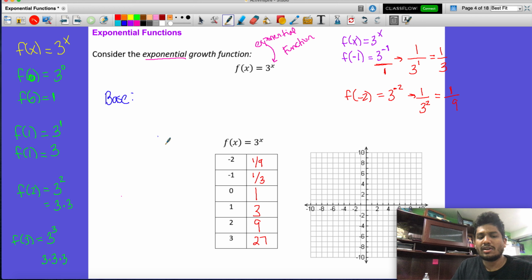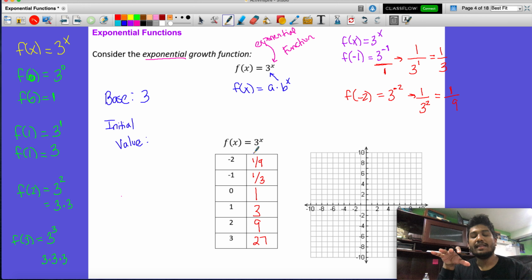Okay, now just try to see if you remember that. What I will do is I will actually write out what the general formula is, and that was a times b to the x. All right, so b would be your base, and our base here would be right there, a 3. Okay, what do you think the initial value is? Okay, so that's usually just the a. The a would be the initial value. Notice that there is no number here, okay?